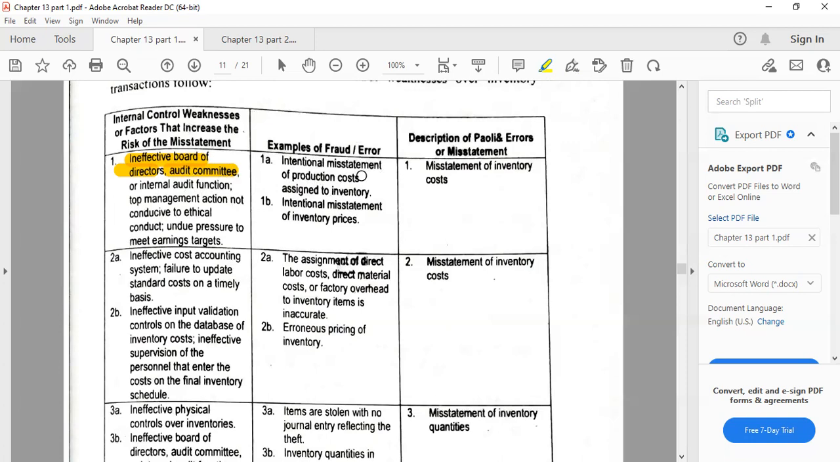There might be intentional misstatement of production costs assigned to inventory. And then there might be intentional misstatement of inventory prices to make our financial statements look good.